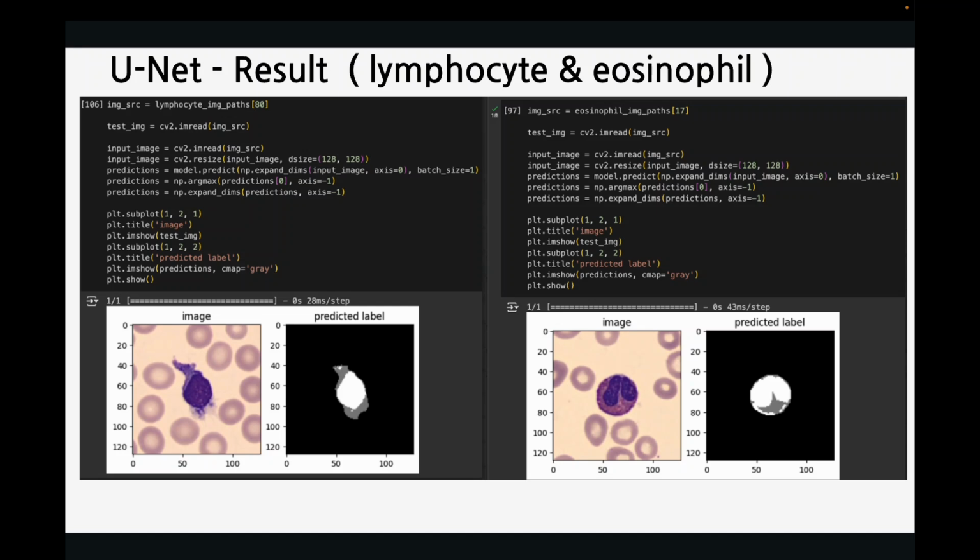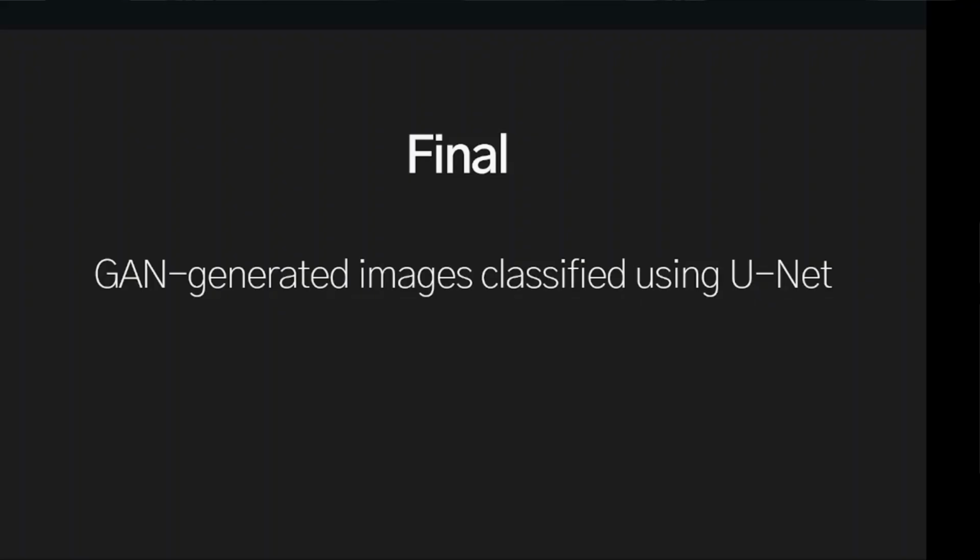The lymphocyte image on the left is decently segmented, but the eosinophil on the right isn't divided in the way we wanted. In my opinion, if we had enough time and resources to build the model, this problem could be solved by collecting more images and labels and applying some augmentation.